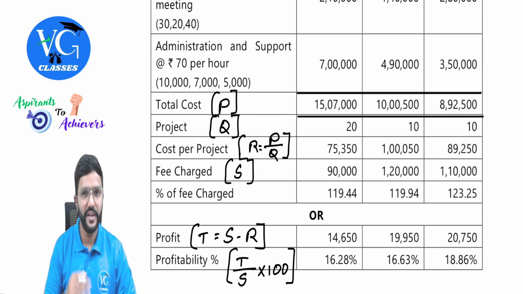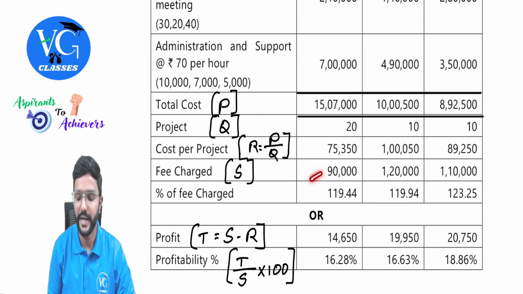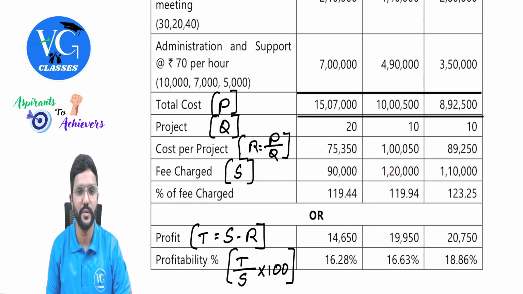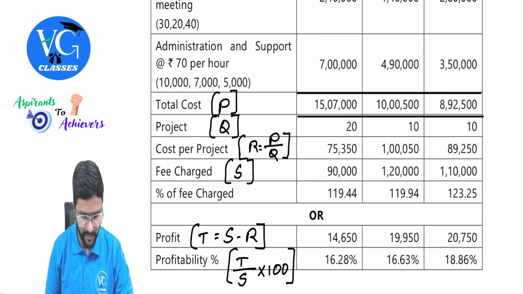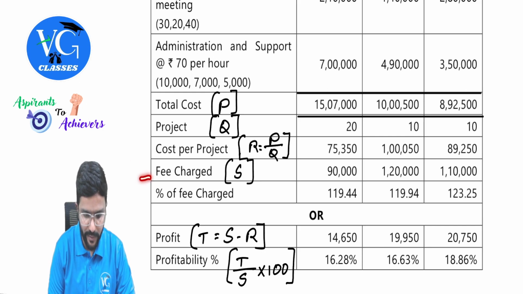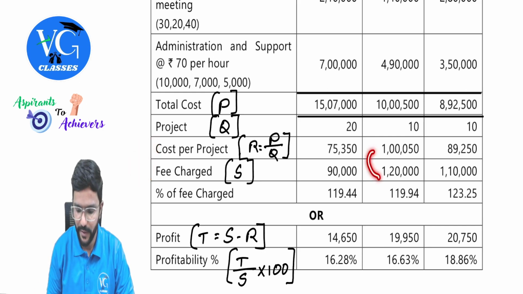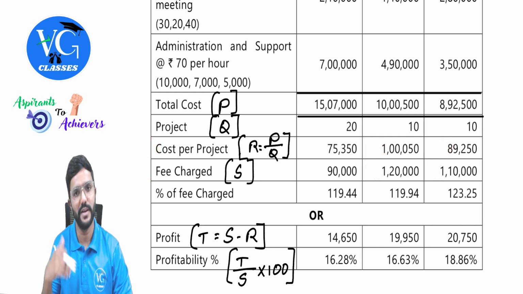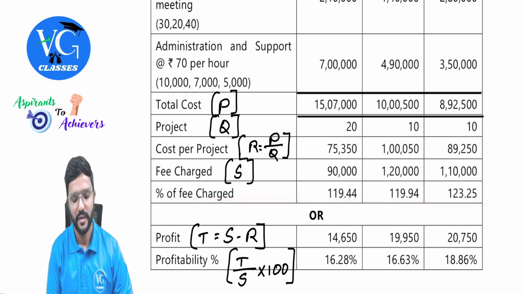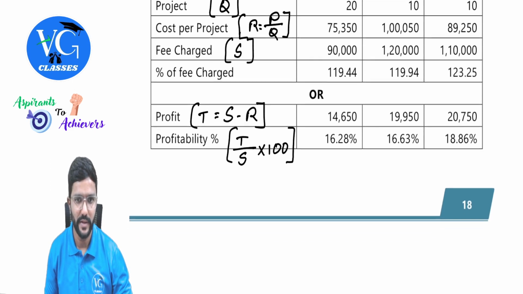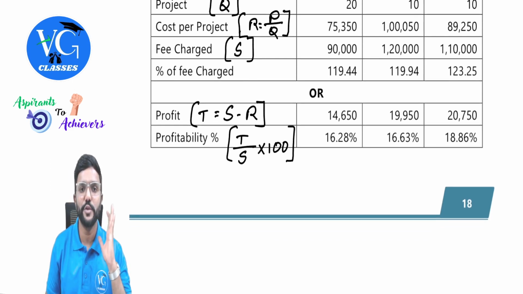Okay. Then the fees charged is given in the question itself, guys. 90,000, 1,20,000 and 1,10,000. Here they have considered the percentage of fees charged, which is nothing but they have done what? Fee by cost into 100. Fee by cost into 100. But I don't think that is required. They have not asked this. I don't know why they have done it. But anyway, they have asked us to decide based on profitability, guys.